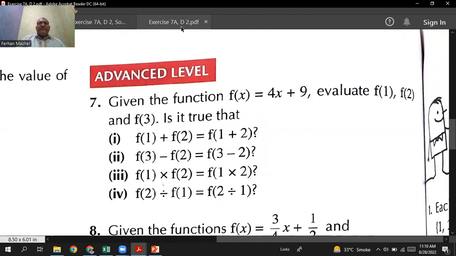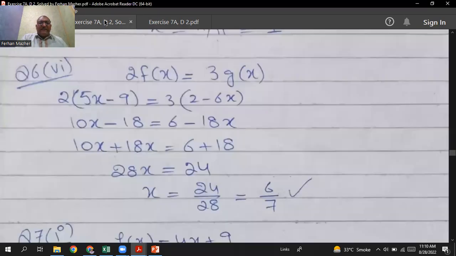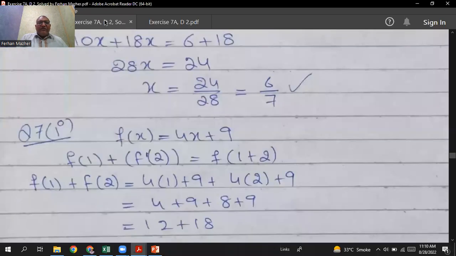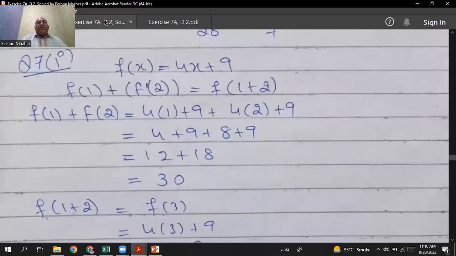He says f of x is equal to 4x plus 9. Evaluate f of 1, f of 2, and f of 3. Is it true that f of 1 plus f of 2 is equal to f of 1 plus 2? Okay, so I will try to do it. So the question is, if f of 1 plus f of 2 is equal to f of 1 plus 2. First of all, I find the value of f of 1 and f of 2.